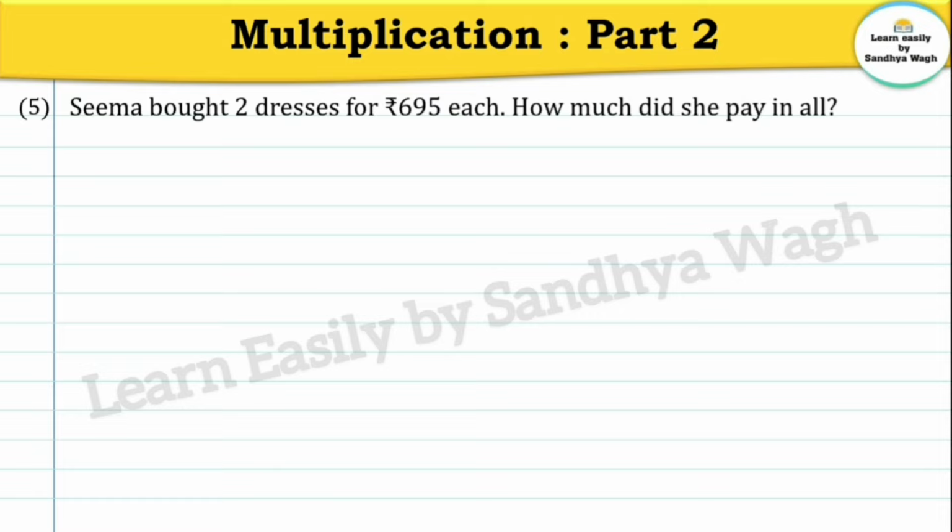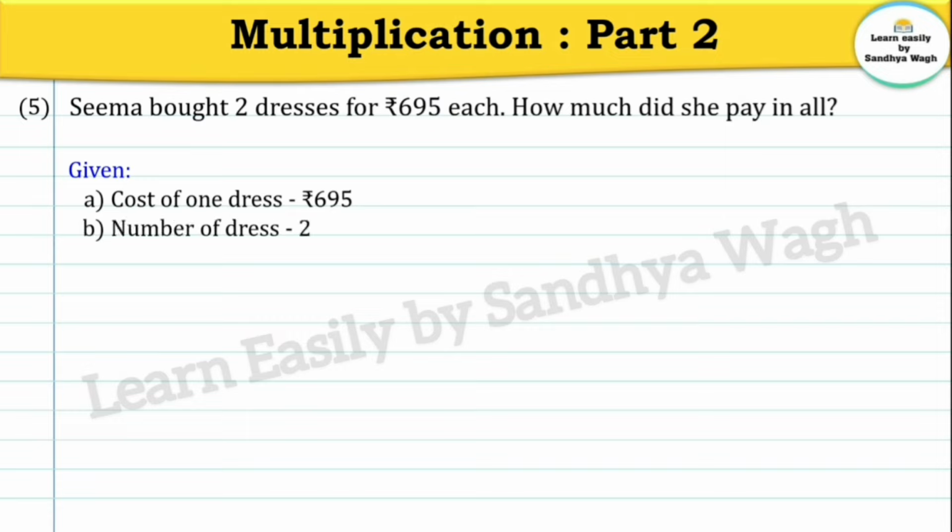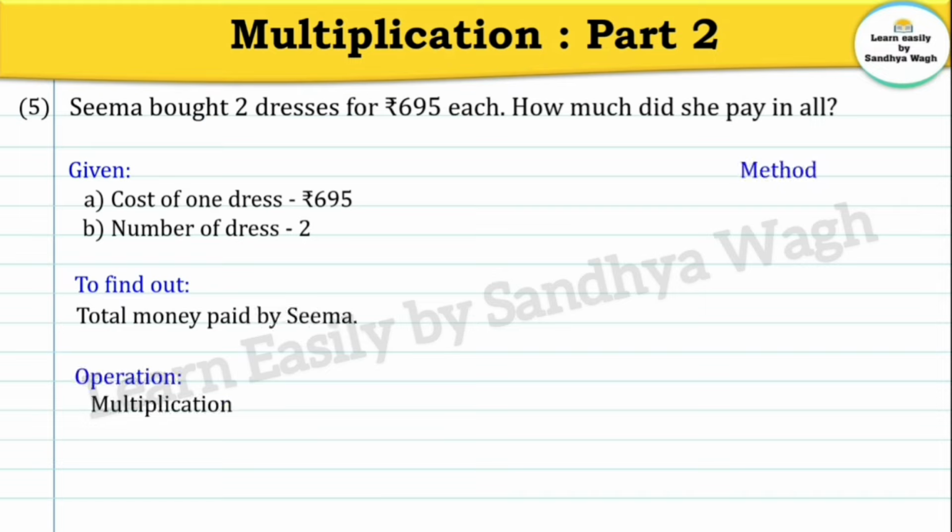Next example, Seema bought 2 dresses for rupees 695 each. How much did she pay in all? Given cost of one dress 695 rupees. Number of dresses 2. To find out total money paid by Seema, for that we will do multiplication method.